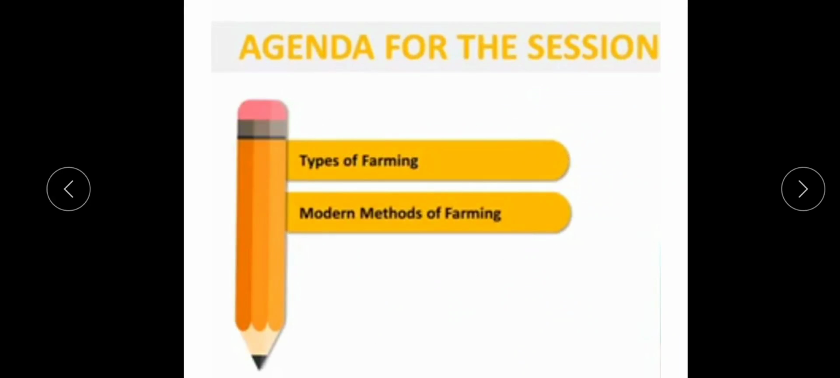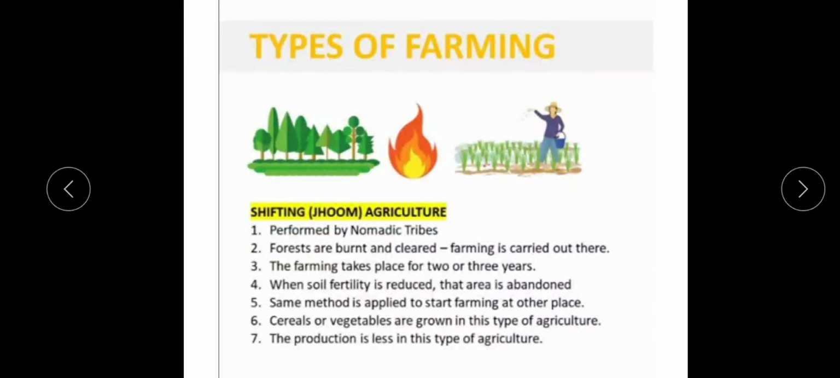Moving on further, the main agenda for this section is that we are going to study types of farming and modern methods of farming. So let us study in detail now. The first most important type of farming which we are going to study is shifting zoom cultivation.